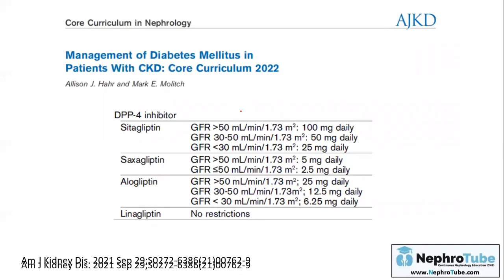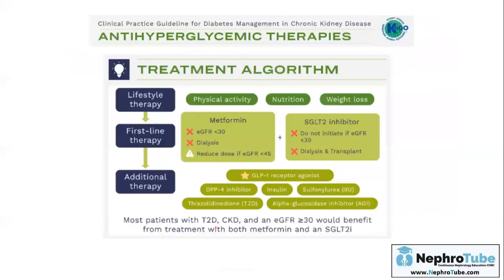Regarding the dose modification of DPP-4 inhibitors, you can look at this table, but I will mention that linagliptin is the only DPP-4 inhibitor that doesn't need dose modification, and also it is the only non-dialyzable DPP-4 inhibitor. All the DPP-4 inhibitors are dialyzable, but some by different degrees, but the only non-dialyzable DPP-4 inhibitor is linagliptin.